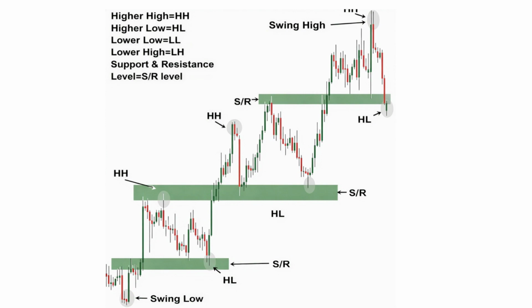Now let's see the opposite. When price makes a lower low and then a lower high, the market is in a downtrend. This means sellers are strong. Lower low plus lower high equals downtrend.